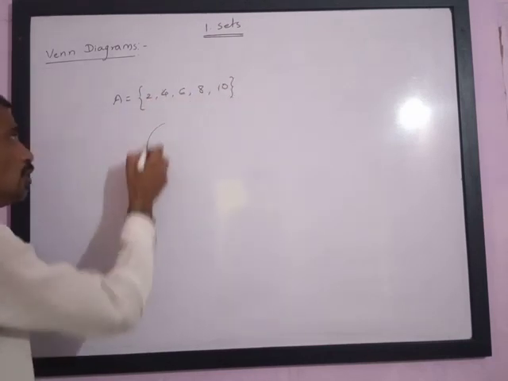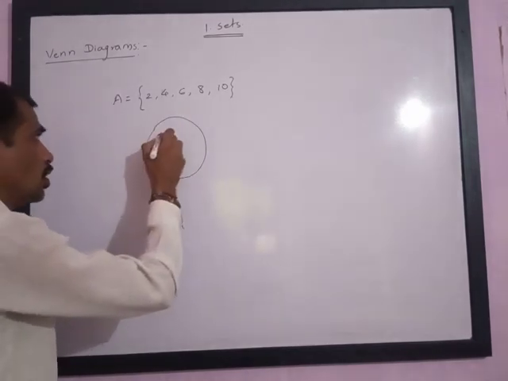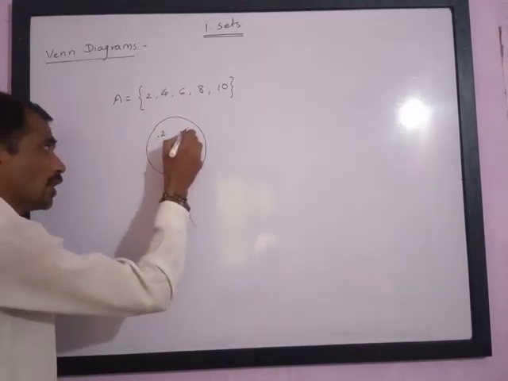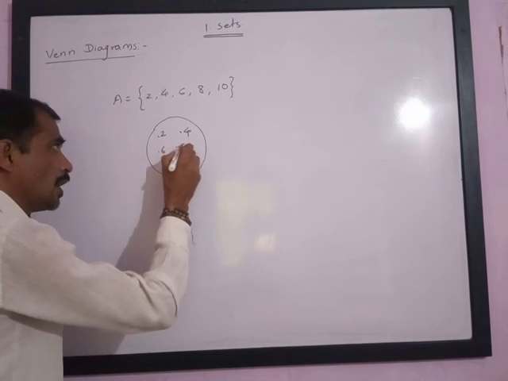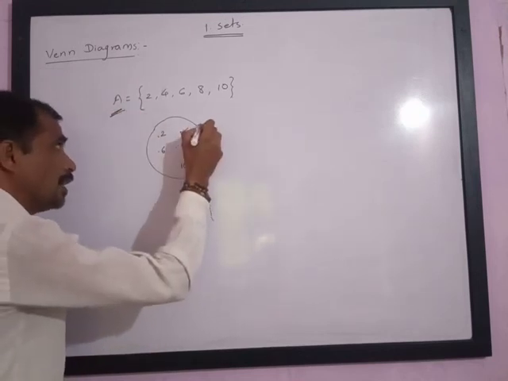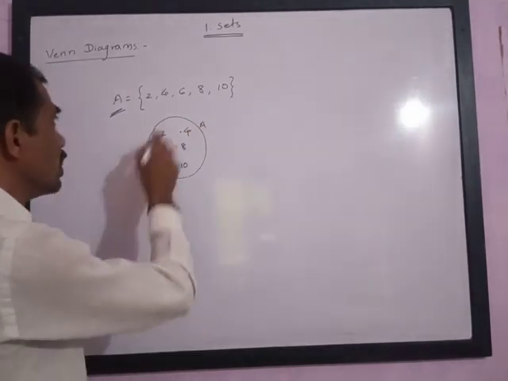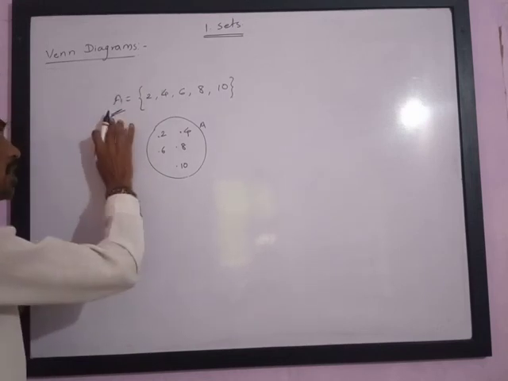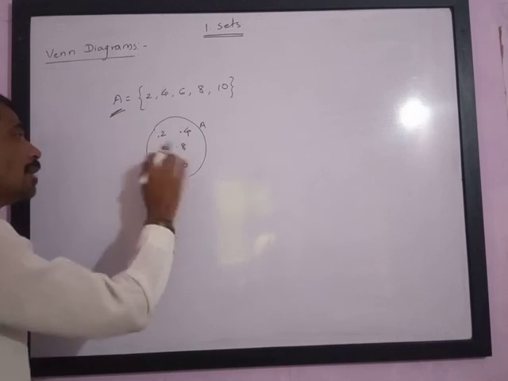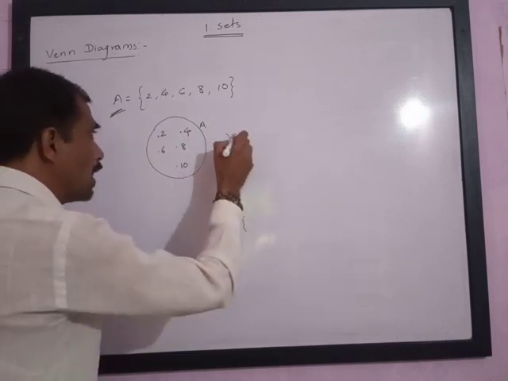Now for this he used a closed figure to represent it. This is a closed figure, normally drawn as a circle. All the elements are written inside the closed figure: 2, 4, 6, 8, 10, and the capital A is written near it, either inside or outside the border. So this set A of 2, 4, 6, 8, 10 can be represented diagrammatically in this way, and this diagram is called a Venn diagram.